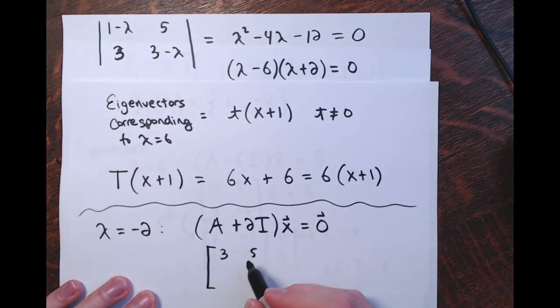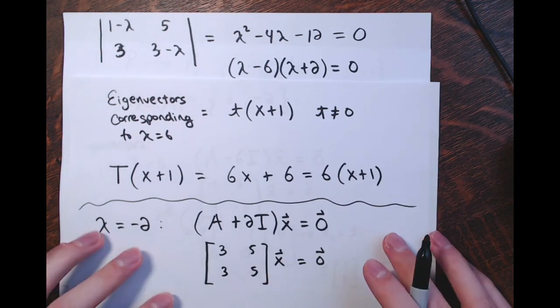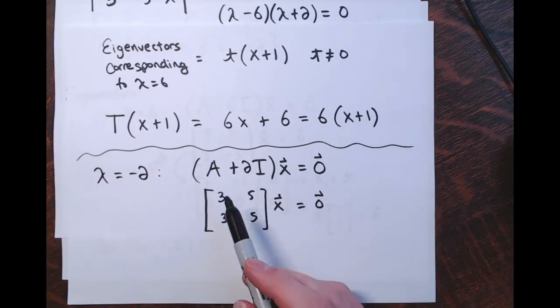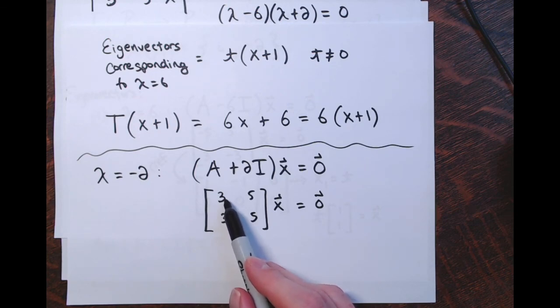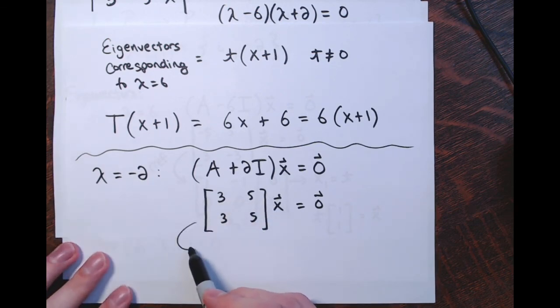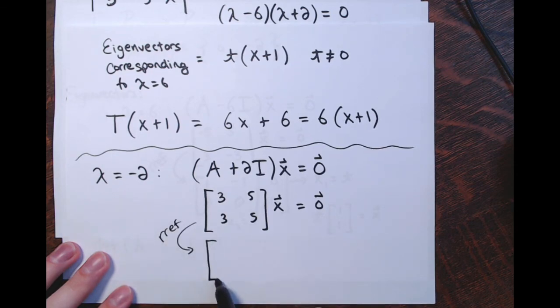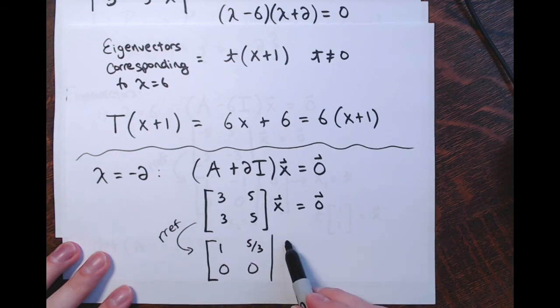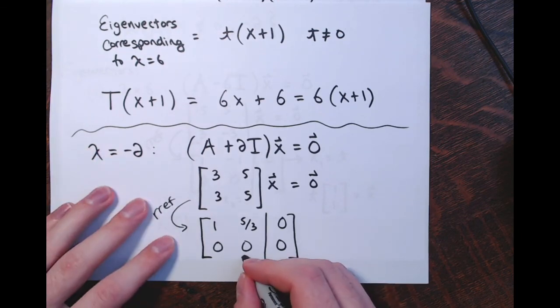You got 5 here, 3 there, and you see how these are the same row. So I just take -1 times this row plus this row. It gives me a row of zeros. And then to get that leading one, I'm going to multiply the top row by a third. So in reduced row echelon form here, you'd have 1, 5/3, 0, 0, and then some zeros on the other side. So again, you see my second component is a free variable.